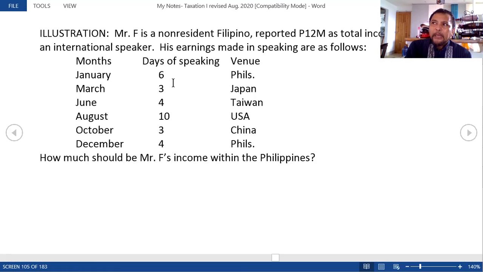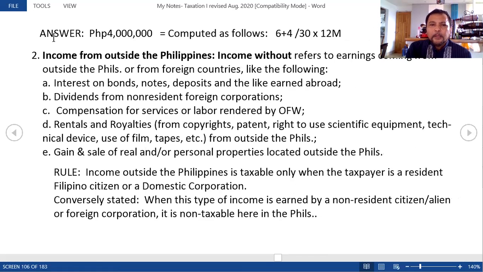The days here in the Philippines are 6 and 4, which gives you 10 days. So 10 days divided by 30 days equals 1/3, times the total income of the year, which is 12 million. 1/3 of 12 million equals 4 million. So the answer is 4 million in the Philippines, computed as follows: 6 plus 4 divided by 30 times 12 million pesos. All right.